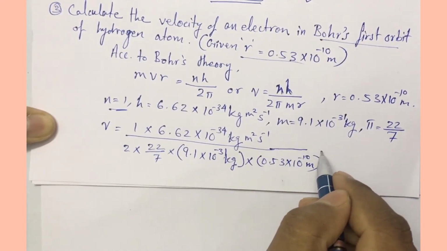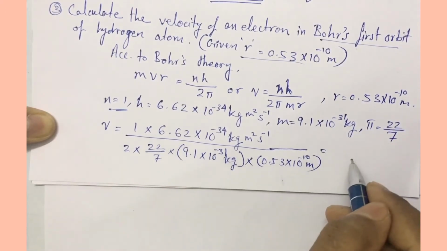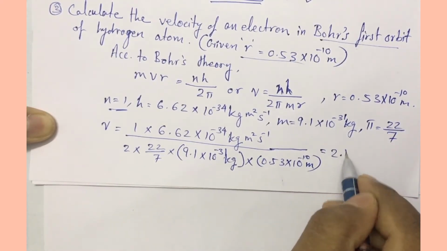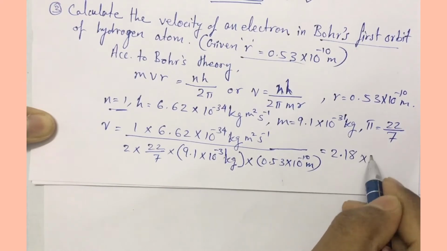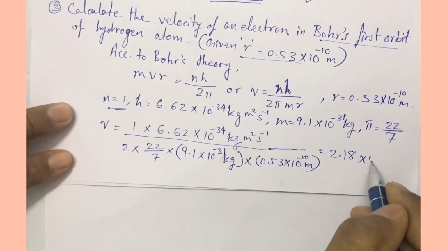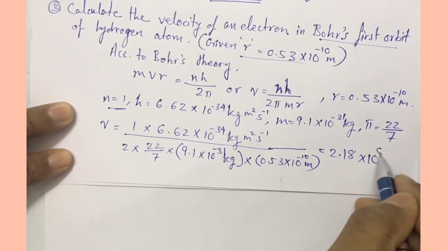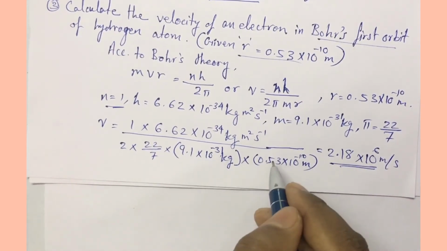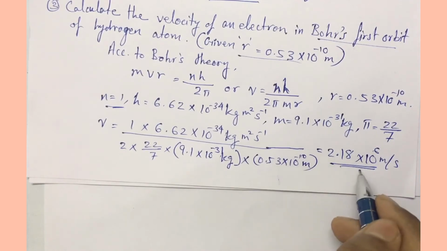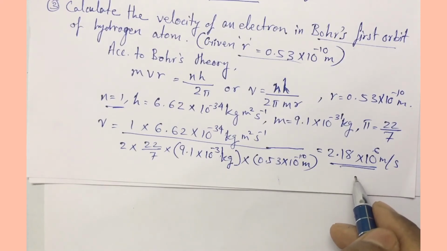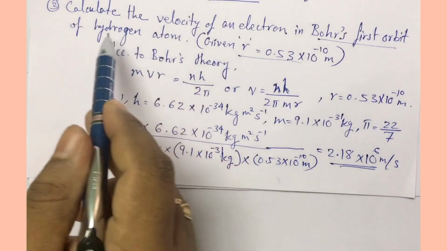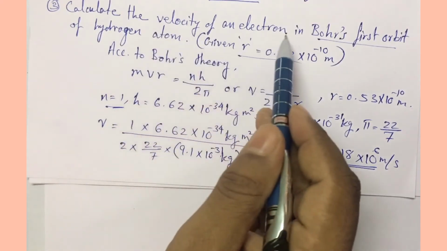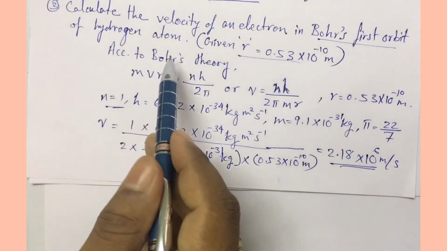So when you calculate all this, we get 2.18 into 10 raised to 6 meter per second. So you must calculate this value by yourself and find the value. Also find out whether the answer is coming closer to the value or not. What is asked is to find the velocity of an electron in Bohr's first orbit of hydrogen atom.